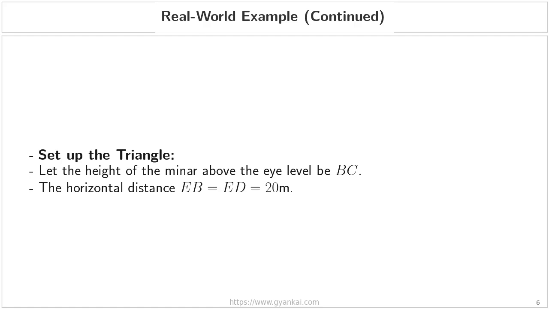First, let's set up our triangle. Remember, as we discussed in our modeling process, we aren't looking at the whole minar yet. We are focusing on the part that sits above the student's eye level. So, let's let the height of the minar from the eye level up to the top be represented by BC. For our horizontal distance, the distance from the student to the minar, which we called ED, is the same as the distance from the eye level to the tower, which is EB. So EB equals ID, which is 20 meters.